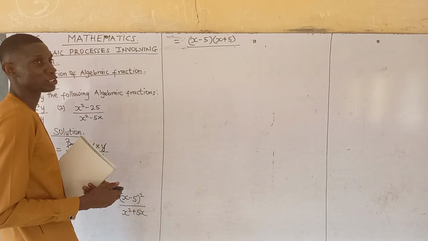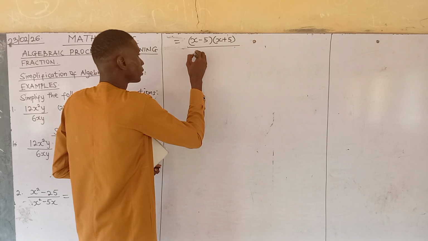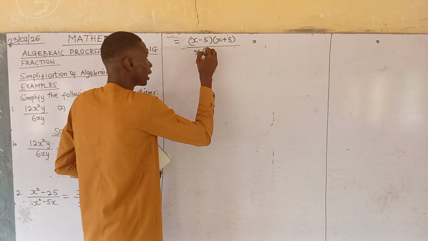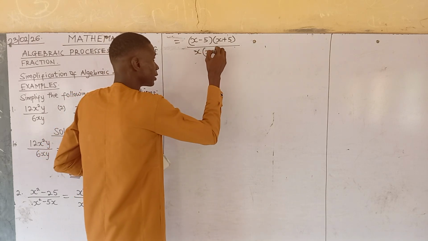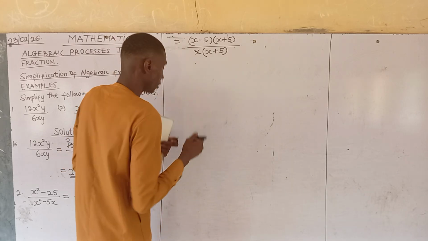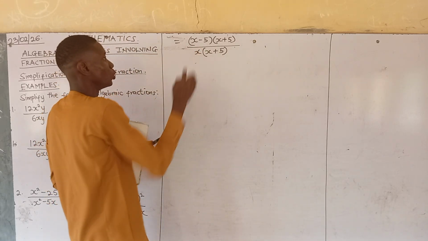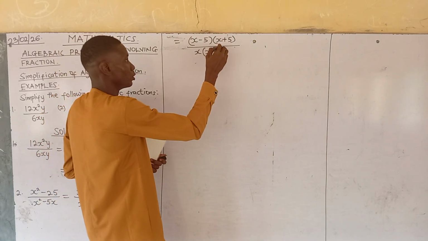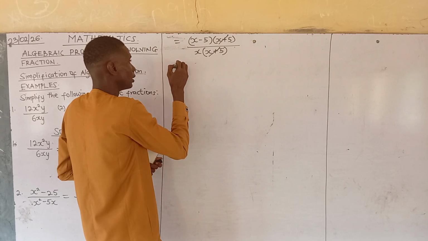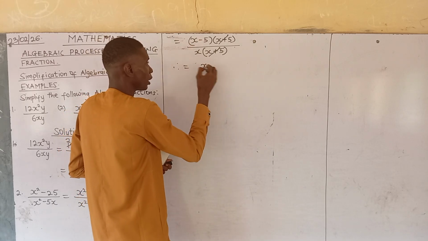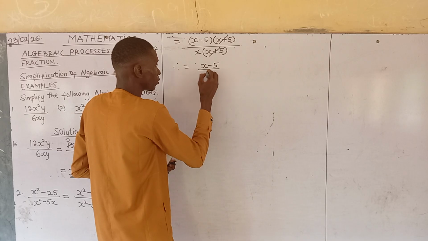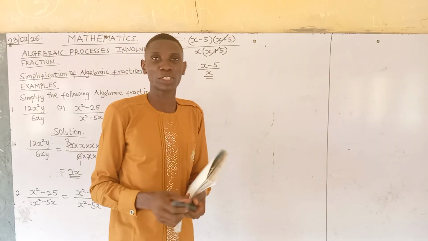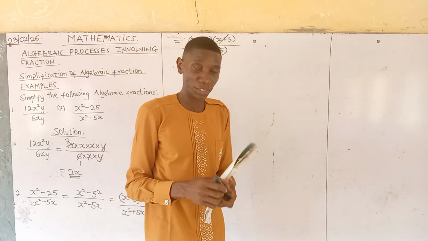Your x is common in the denominator. This becomes x into brackets. X is common here. By the time you bring out one x, you are going to have one x inside, minus 5. So if you look at this now, you will see that we are having a factor that can cancel itself. So this will cancel this. Then our final answer will give us x minus 5 all over x. As simple as that.